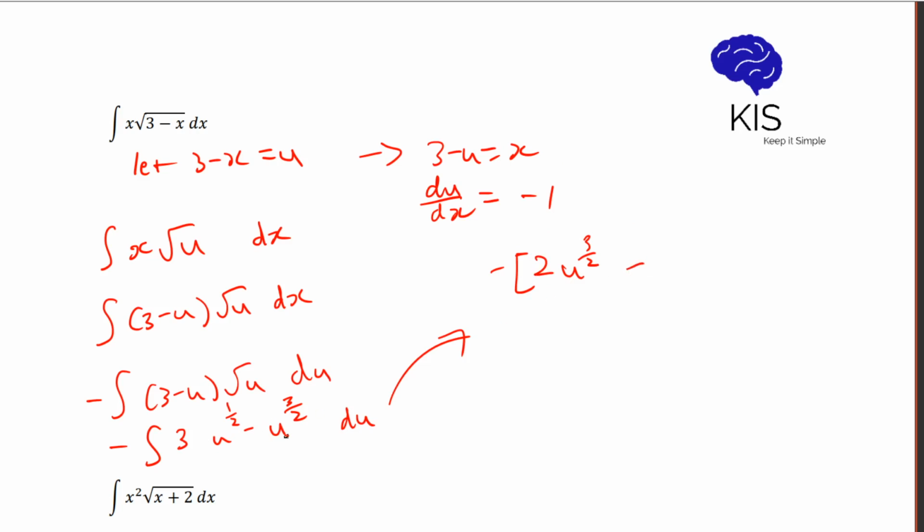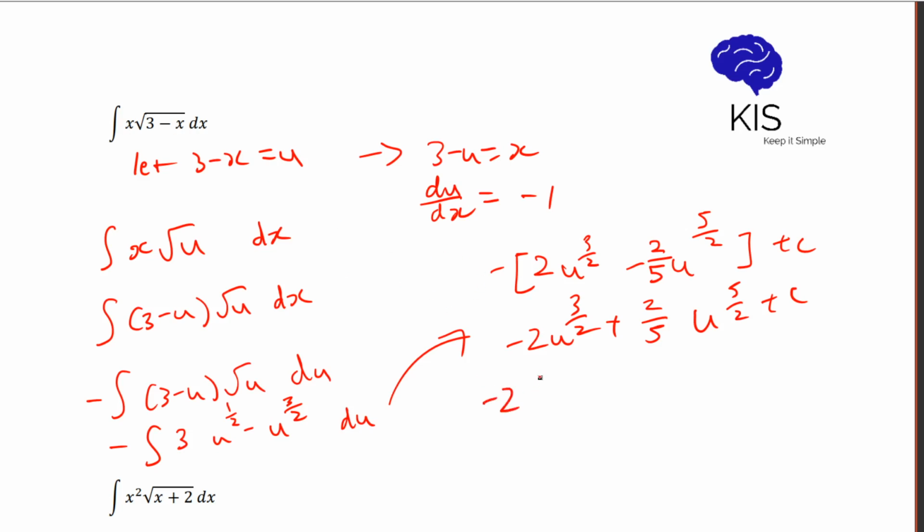And then for this one, I'm raising by 1, so 3 on 2 becomes 5 on 2. Dividing by 5 on 2 is the same as multiplying by 2 on 5. So this will be my expression, and I'll have a plus c on the end. I can multiply it out. Plus 2 on 5, plus c, like that.